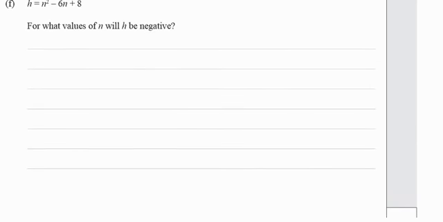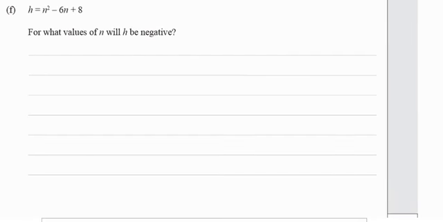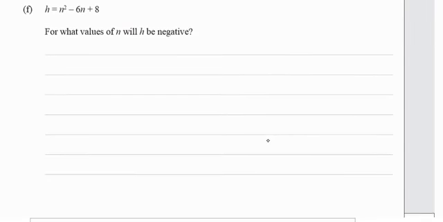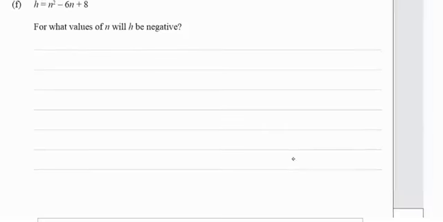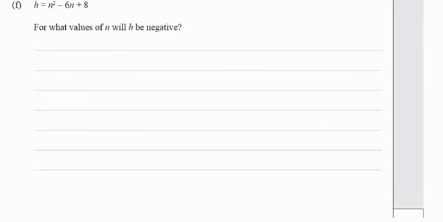Okay, question F. So question F, we're probably looking at an excellence question here, especially since it's the last question of question 1. So just keep that in mind, but you know, excellence questions are also the fun questions. Okay, so for what values of n will h be negative? So we need to just have a bit of a look at this equation and think about what we're seeing here. We're looking at a quadratic because we've got n squared, and we kind of want to think about what this looks like as a graph a little bit, but we'll get to that in a bit.